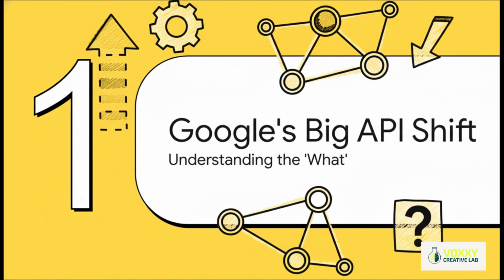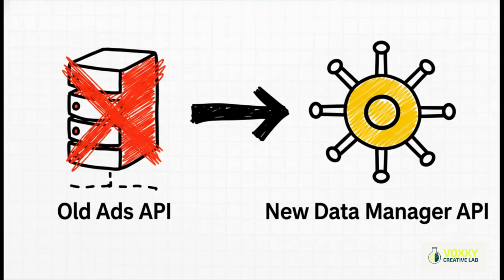Section 1, Google's big API shift. We need to understand the what before we can get to anything else. What's going on here? So the bottom line is pretty simple. The old Ads API, that digital pipeline you've been using for years to send your data into Google Ads, is being shut down. In its place, we're getting the new Data Manager API. You can think of it like Google is tearing down an old winding country road and building a brand new, super efficient highway for all your data.